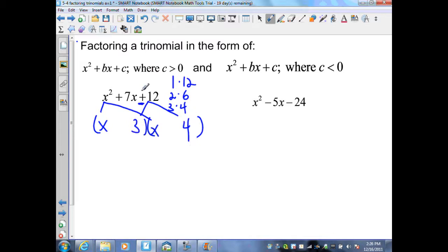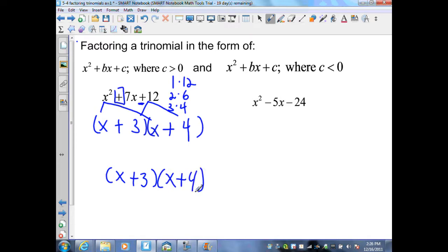And when I have a plus sign here, that tells me that my signs in each expression have to be the same. Either a negative times a negative to give me a positive, or a positive times a positive to give me a positive. And what determines these signs is the second term's sign. Since it's positive, I need a positive and a positive. Now let me rewrite this. X plus 3, x plus 4. This is a product of its factors.